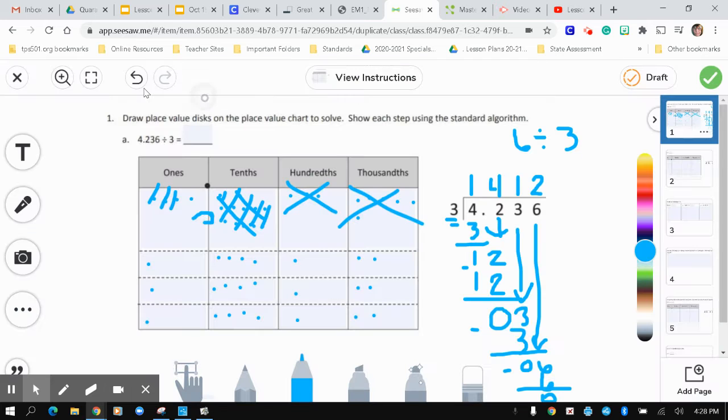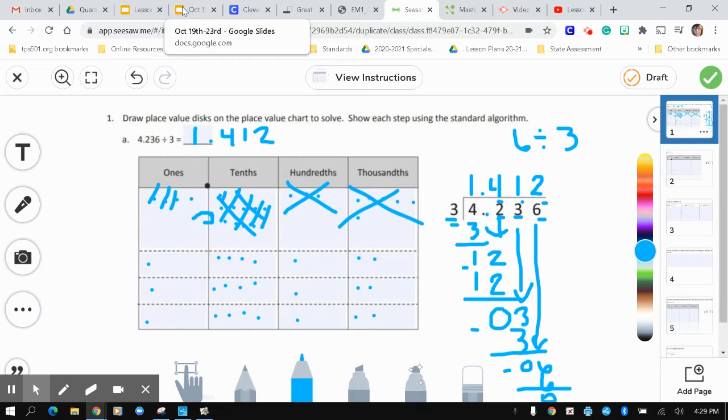Now it says to bring down. Do I have anything left to bring down over here? Nope. So now I'm done. Except I'm not done because there was a decimal in my original problem. So now I need to bring that decimal straight up. And I can double check. There should be 1, 2, 3 behind the decimal. 1, 2, 3. So my final product is 1 and 412 thousandths.